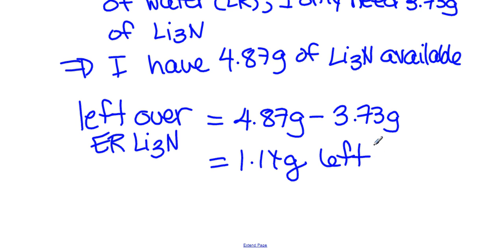So this calculation here at the end is the equivalent of what we did with the car parts. How many car bodies were left over? We said 5. How many wiper blades were left over? We said there were 90. Here we've got 1.14 grams of our excess reactant left over.